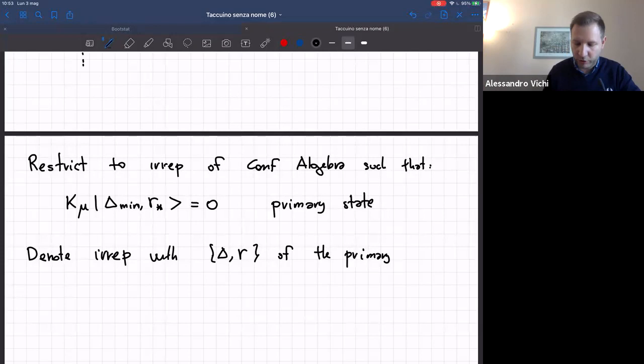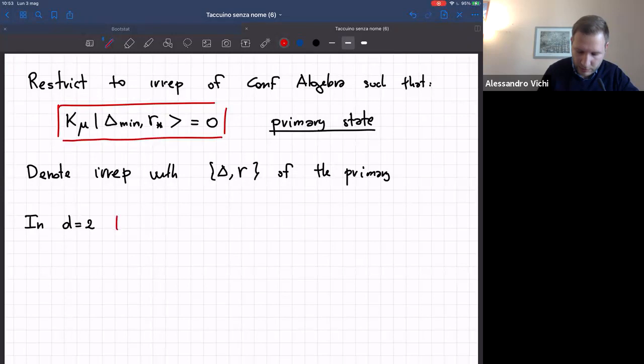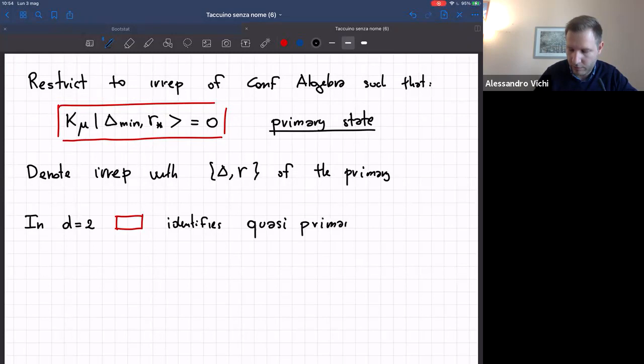Those of you that are familiar with two dimensions might know the definition of primary state, but I would like to stress that in two dimensions the definition is slightly different. In two dimensions, this red definition identifies, if you want, the so-called quasi-primary, meaning those that satisfy L minus one applied to h, h bar equal L bar minus one applied to h, h bar equals zero.